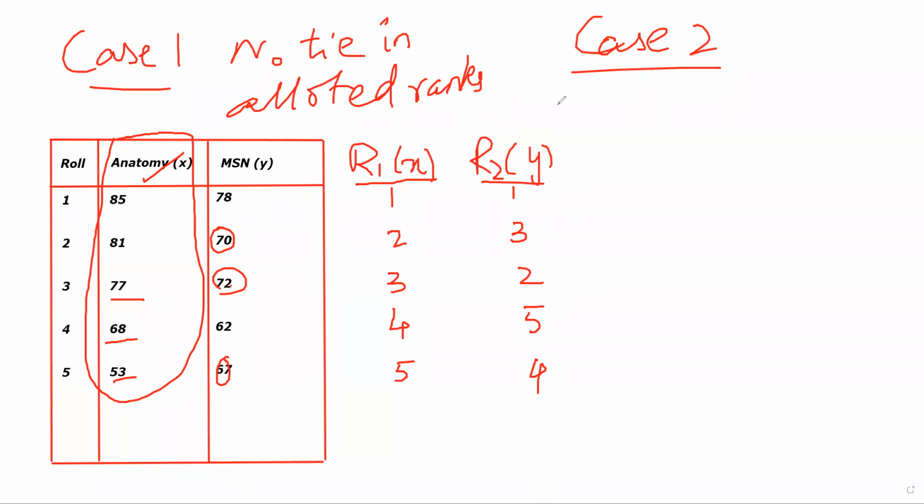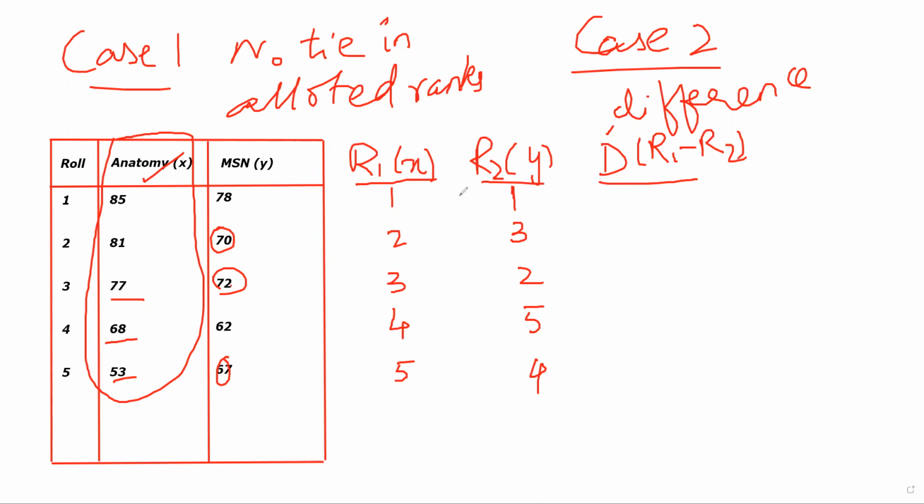Now you will find the difference between ranks. D is the difference. Difference is essentially R1 minus R2. Now, if you do R1 minus R2, क्या आता? For the first value, what is R1 minus R2? 0. Second one, 1. Yes, 1 आता. Minus आता ना.